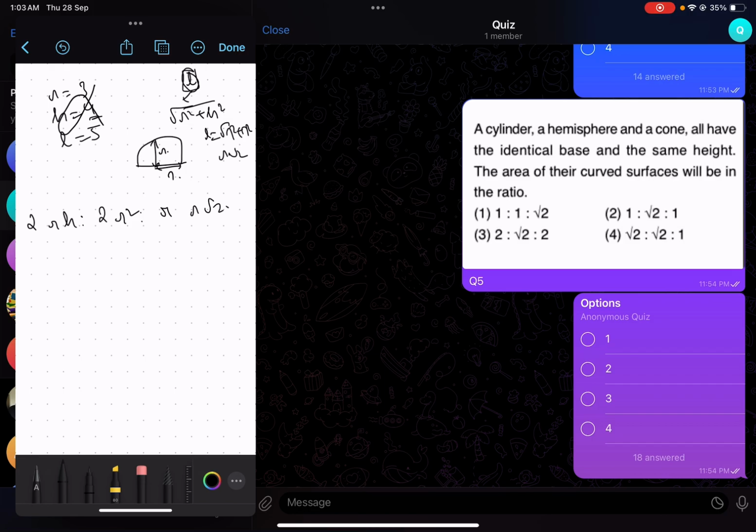Now r and h are the same, so h can be written as r. So this becomes r square. r square gets cancelled. So we are left with only 2 : 2 : root 2. Let's cancel root 2 once. So this is the answer.